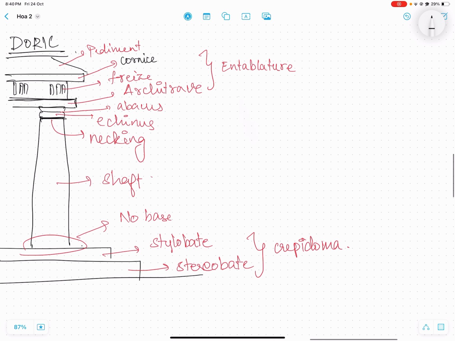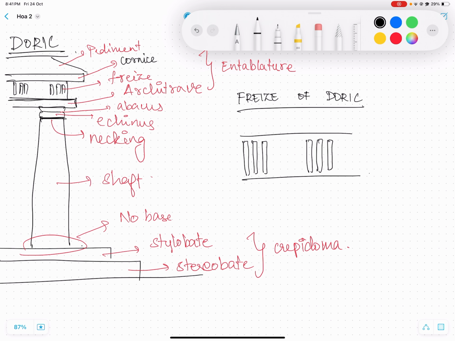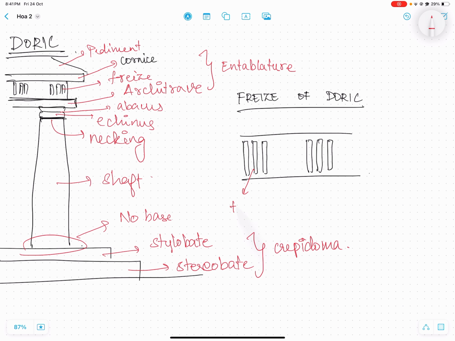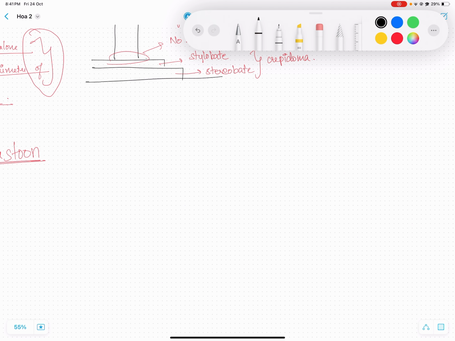Now we'll talk about the frieze of the Doric column. So if this is our frieze, they have rectangular incisions followed by a plain portion, and then again this is how it is repeated. These are called triglyphs, and these are metopes. Okay, next we have the Ionic order.